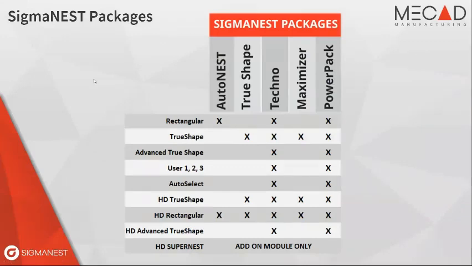This nesting matrix will just give you more info on which SigmaNEST base package comes with which nesting algorithm as a standard. HD SuperNEST, as you guys can see, is an add-on module that can be added onto your current SigmaNEST base package. Let's move on and take a deeper look into the results on some of these nesting engines. The test we performed to illustrate the effectiveness of each of these nesting algorithms was done on a common material grade and thickness. We've chosen 12mm mild steel and the plate size was 3x15.